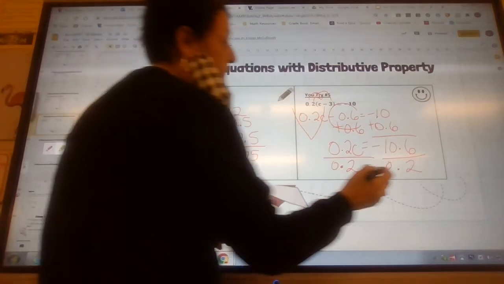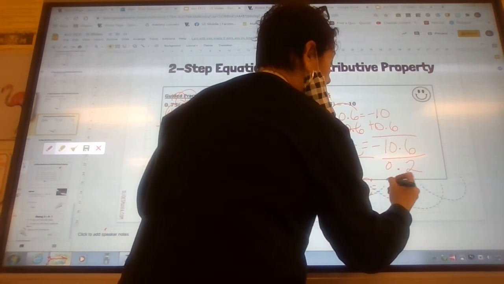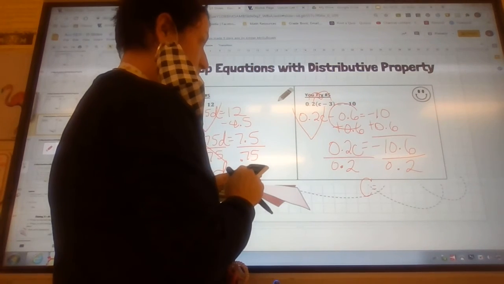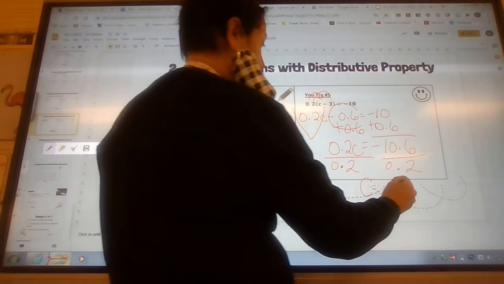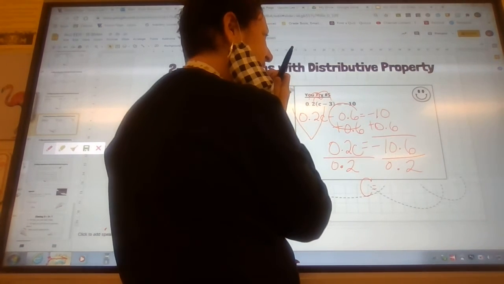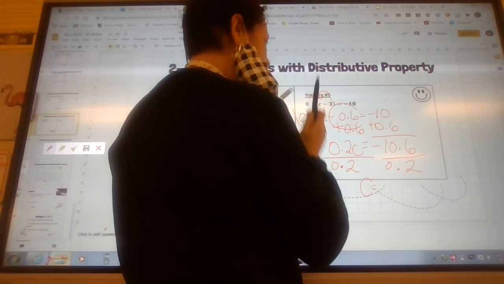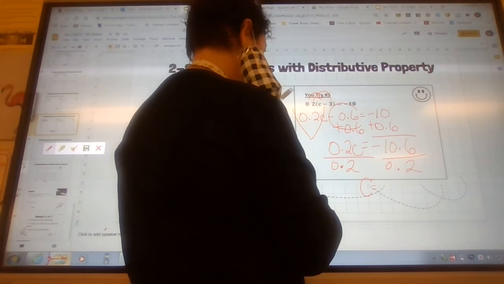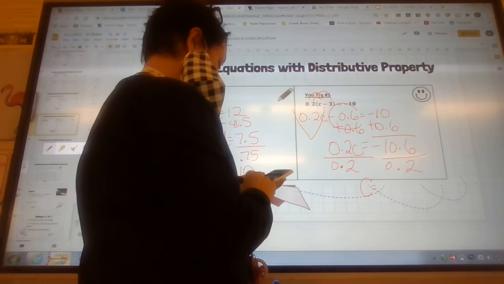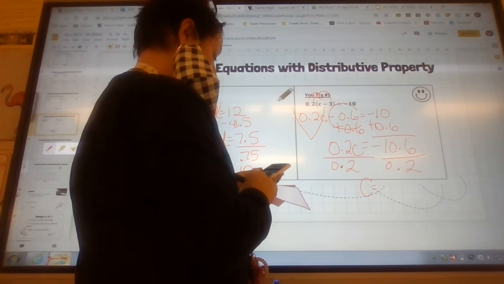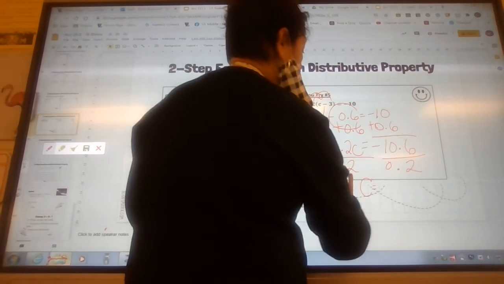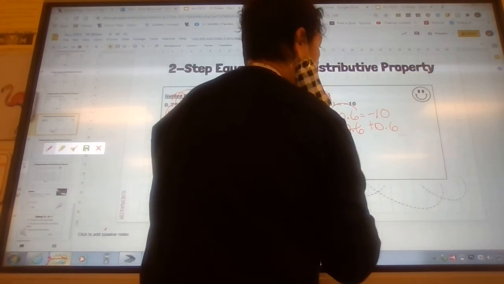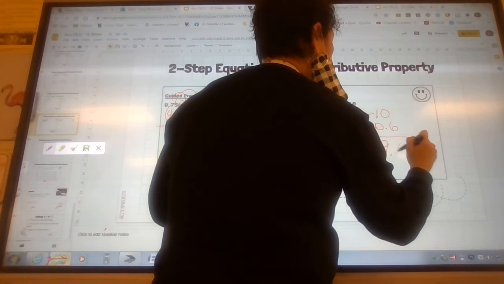And I get negative 53. Huh? I got... After you did the negative 10 plus 0.6, I got negative 9.4. I did too. Did I subtract them? Negative 10 plus 0.6 should be negative 9.4. You're right. I subtracted them. I thought that didn't look right. That should be negative 9.4.